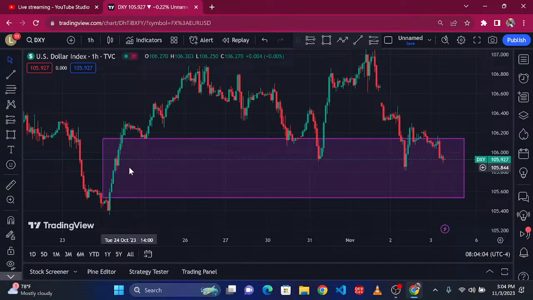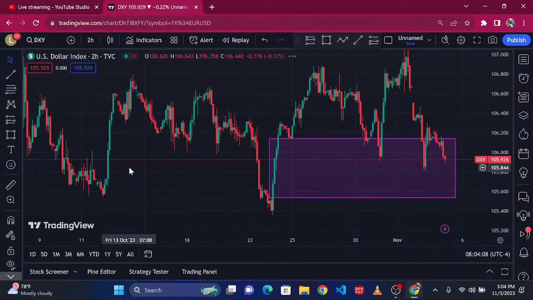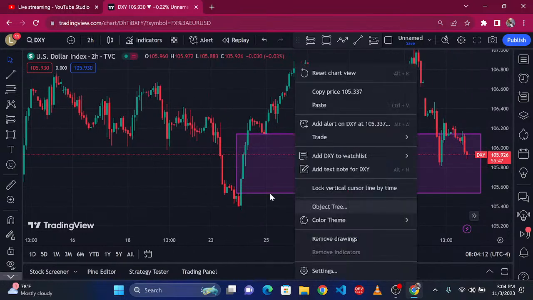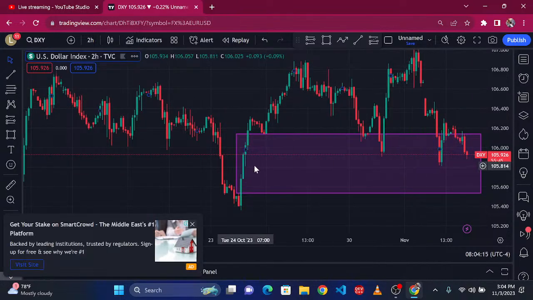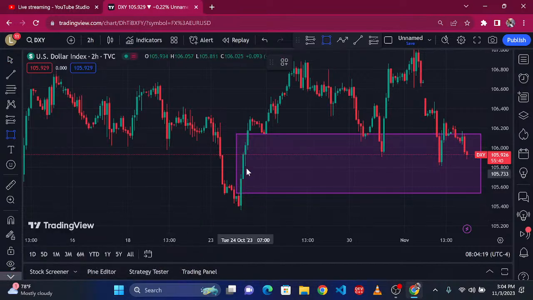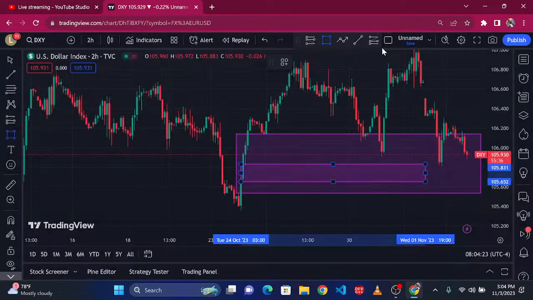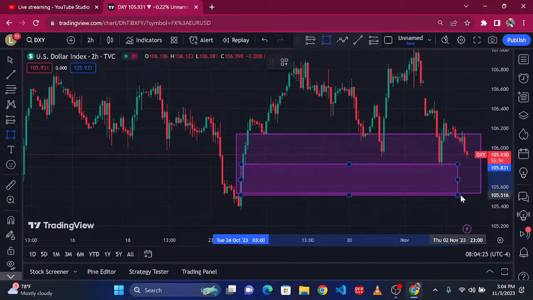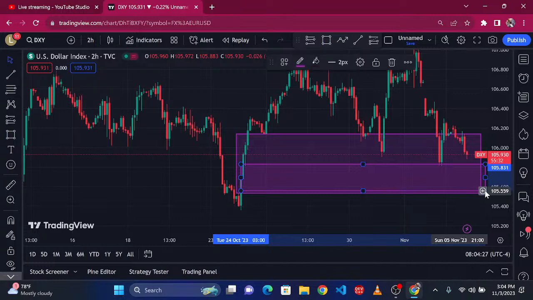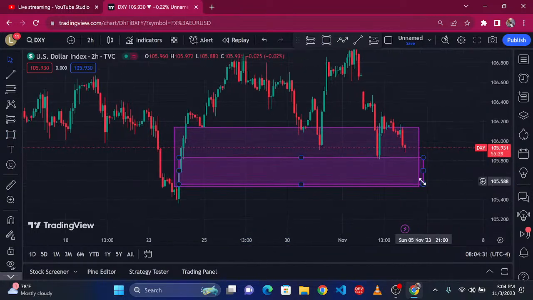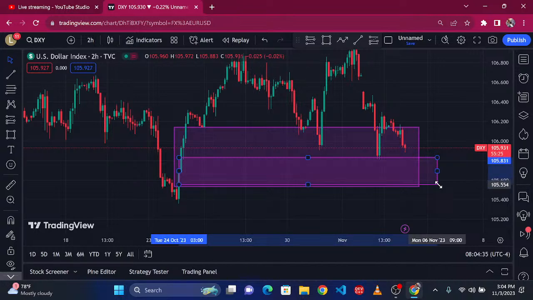Probably let's go to H2. I want that fair value gap inside there, the down one, though it's not clear. This one, I want this one. Let me just mark it. This one. And I'm hoping this market is going to come down to tap into this.